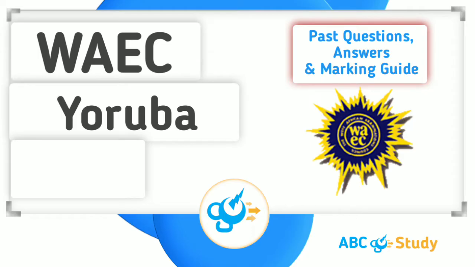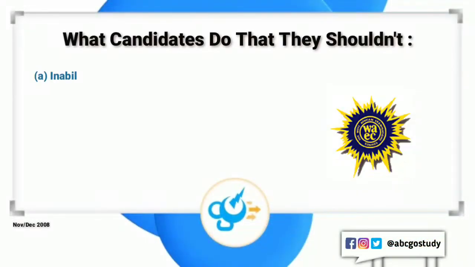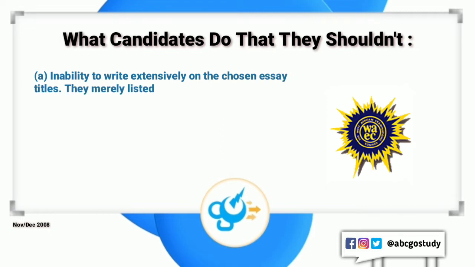So starting from their general comments, they noted the inability to write extensively in the chosen essay titles; people were merely listing points instead of developing them. So anytime you get to your examination hall, try to pick an essay in which you would write extensively about that very title, then develop your points very well.